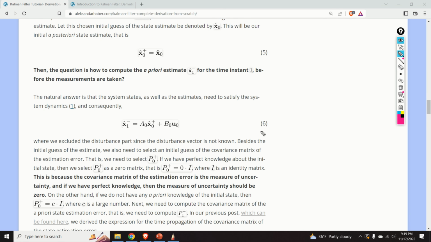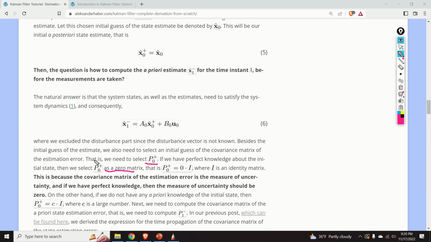Besides the initial guess of the estimate, we also need to select an initial guess of the covariance matrix of the estimation error. That is, we need to select P0 plus. If we have perfect knowledge about the initial state, then we select P0 plus as a zero matrix. That is, P0 plus is equal to 0 times an identity matrix. The idea behind this selection is the following one. The covariance matrix of the estimation error is the measure of uncertainty of our estimate, and if we have perfect knowledge, then the measure of uncertainty should be 0.